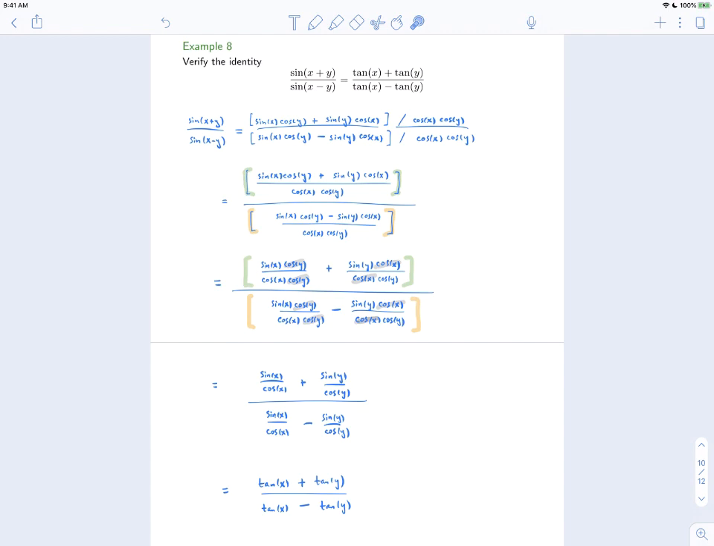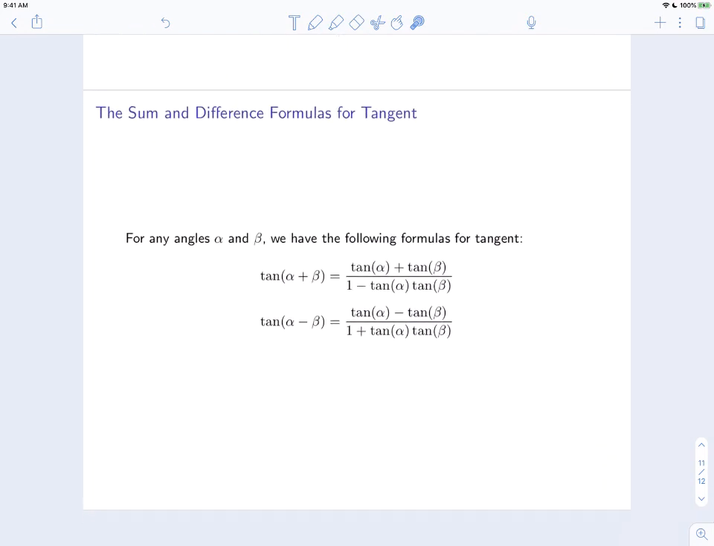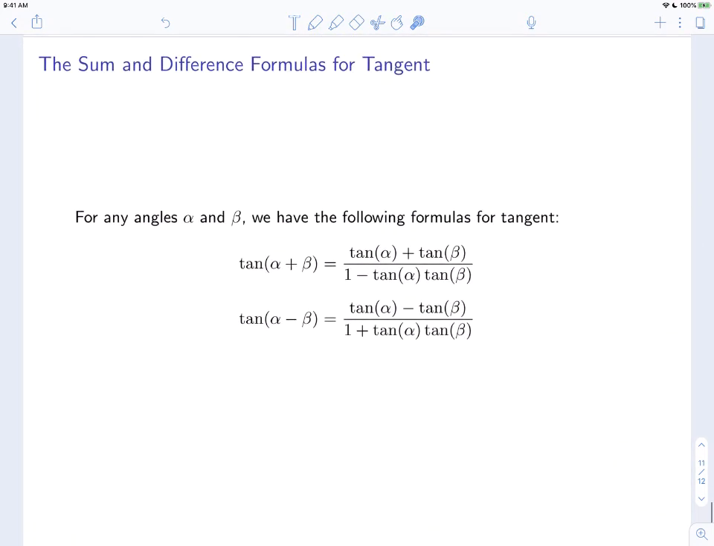Now we also have sum and difference identities for tangent. And those are here. Tangent of alpha plus beta is tangent of alpha plus tangent of beta divided by 1 minus tangent alpha tangent beta. And tangent of alpha minus beta is tangent of alpha minus tangent of beta divided by 1 plus tangent alpha tangent beta. So we do have sum and difference formulas for tangent as well, but usually it's just easier to write tangent as sine over cosine and then use the sum and difference formulas for sine and cosine. But you do have these formulas available if you want them.